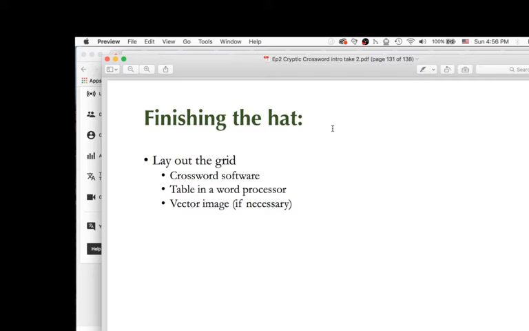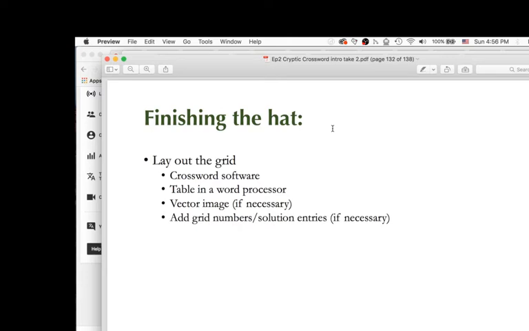That is, if you have a square grid, I really would prefer that you use some kind of crossword software or a table because those generally have more options for accessibility. A crossword program can usually output the puzzle in something like JPuzz or a format that other software can read so that people can solve those puzzles online. If you're making a PDF, a table is usually more friendly to a screen reader than a vector image will be.